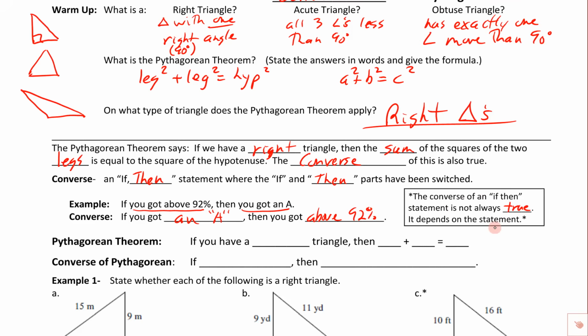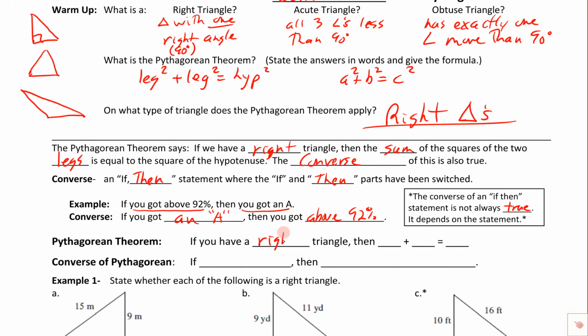And we could come up with an example of an if-then statement where the converse is not true. So for example, we could change this to if you got a 95%, then you got an A. The converse of that would be if you got an A, then you got 95%. Well, that wouldn't be true because there are people that maybe they got a 99 or maybe they got a 93 or something like that. They could still get an A, but they didn't get that exact percent. So it does depend on the statement. So let's take a look at the Pythagorean theorem and how we'd write the converse of that.